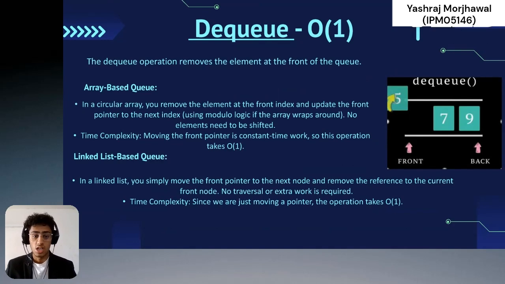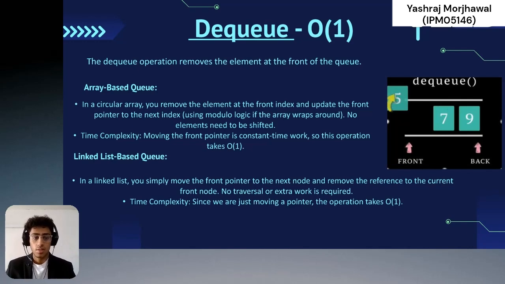Now, let's talk about the dequeue operation, which involves removing an item from the front of the queue. In an array-based queue, we remove the item from the front index and move the front pointer to the next spot. If it's a circular array, we make sure the front pointer wraps around when it reaches the end. In a linked list queue, we just move the front pointer to the next node. In both cases, since we are just moving a pointer, the operation takes O(1) time complexity.